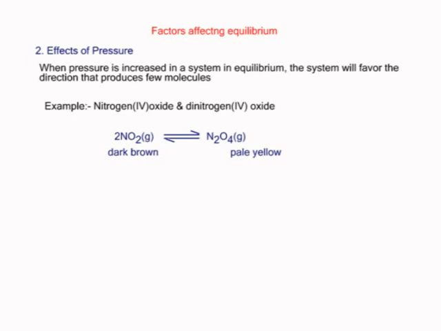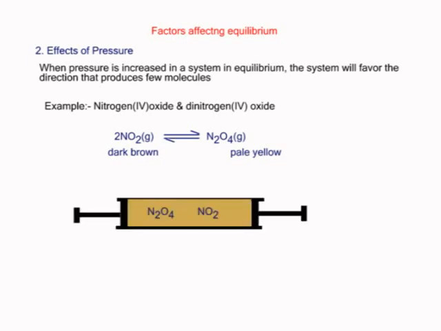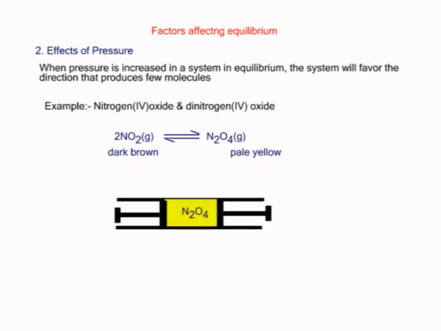This can be demonstrated if a mixture of these 2 gases is contained in a closed system. The gases exist first at equilibrium. Now when I compress the system, the mixture turns pale yellow due to formation of dinitrogen tetraoxide. Again, when I release the pressure, the mixture turns dark brown, meaning the dominant gas there is nitrogen 4 oxide.